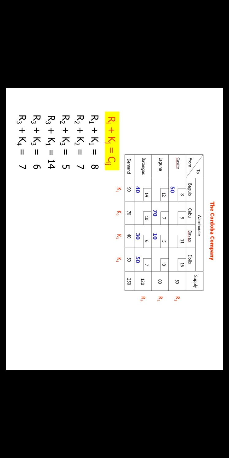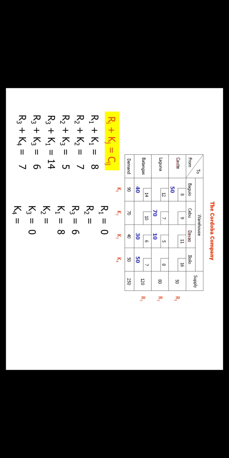After which, we now determine the values of our row and column indicators by first assuming a value of 0 for r sub 1, and then performing the algebraic process of back substitution. If r sub 1 is equal to 0 for the first equation to be true, then k sub 1 should be equal to 8. If k sub 1 is equal to 8 for the fourth equation to be true, then r sub 3 should be equal to 6. If r sub 3 is equal to 6 for the fifth equation to be true, then k sub 3 should be equal to 0.